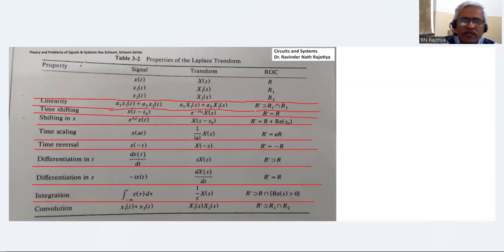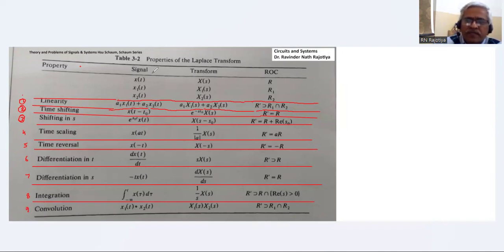Herein I have listed certain properties. The different properties are linearity, time shifting, shifting in the S plane, time scaling, time reversal, differentiation in the time domain, differentiation in the S domain, integration in the S plane, and finally the convolution of it.